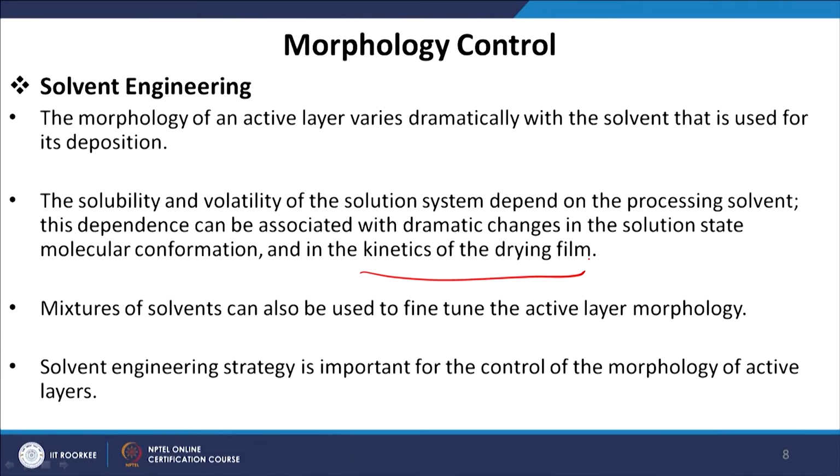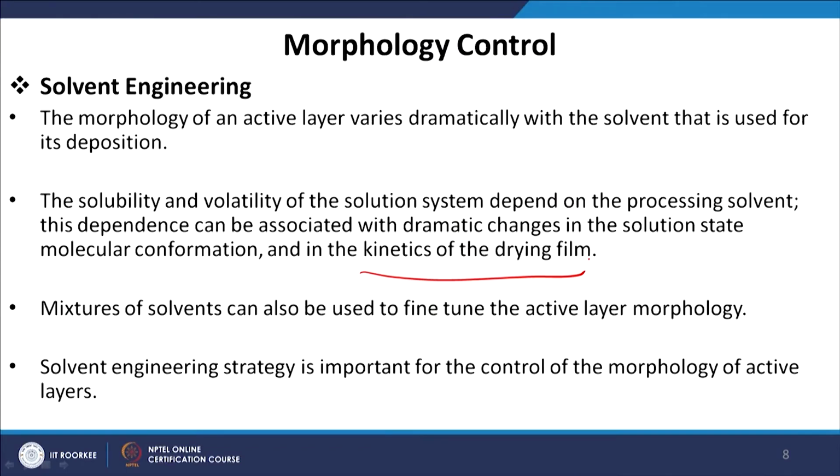A mixture of solvents can also be used to fine tune the active layer morphology. Very often, instead of one solvent, we use two different solvents. Now, these two solvents can be miscible with each other or they can be immiscible with each other. If the two solvents are immiscible with each other, then one is called the anti-solvent to the other. Now, use of the anti-solvent also helps to crystallize the film. Solvent engineering strategy is important for the control of the morphology of active layers.